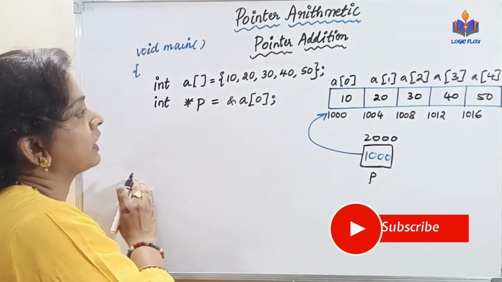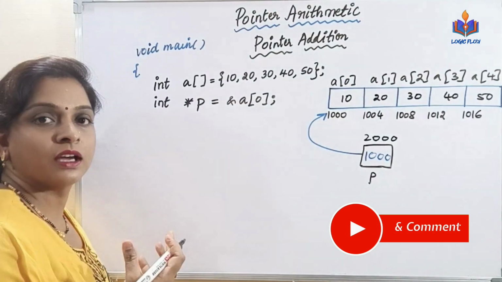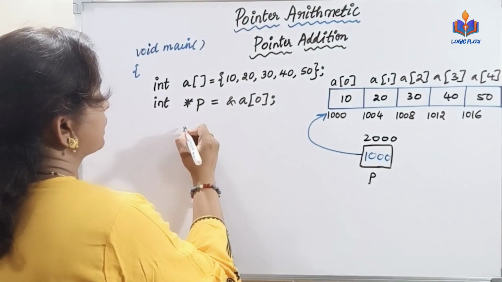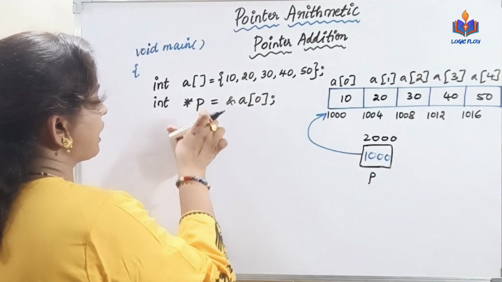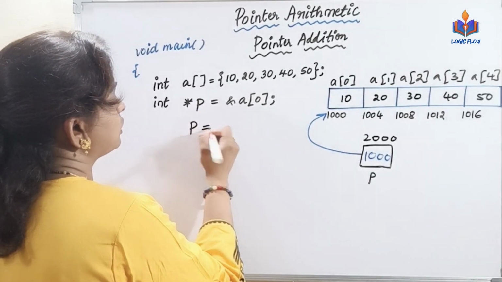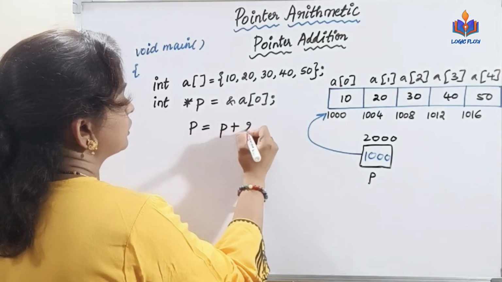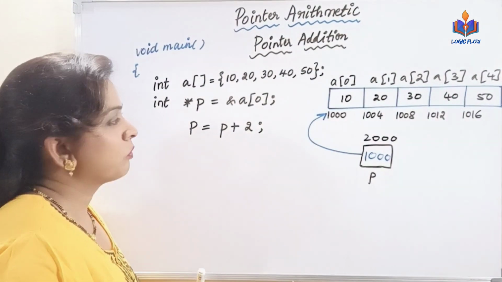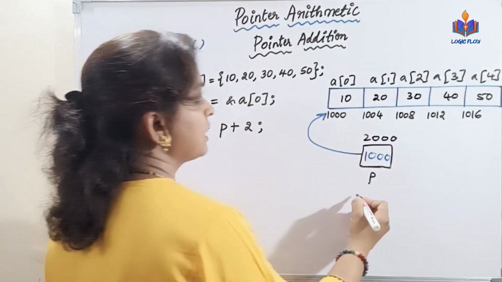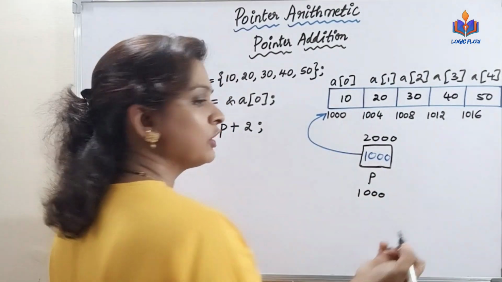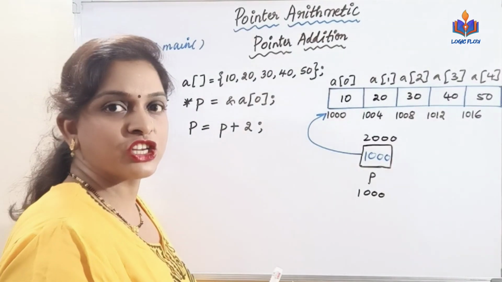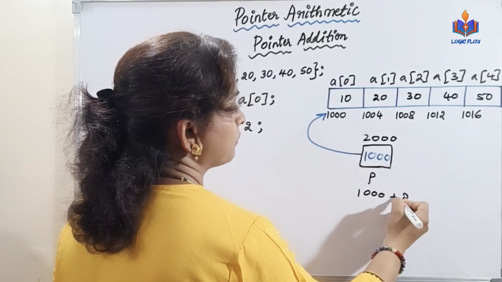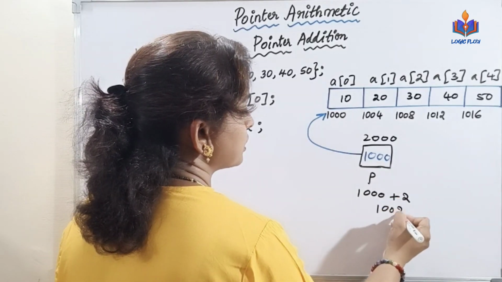Now I perform the arithmetic operation. I say P equal to P plus 2. When I say P equal to P plus 2, what do we think? What do we have in P? It is 1000. We normally calculate in the normal addition method. We say P is having 1000, 1000 plus 2, so my answer is 1002.